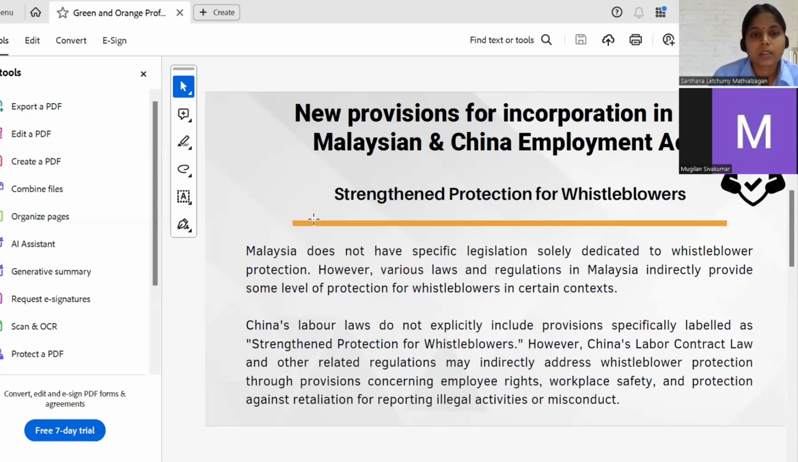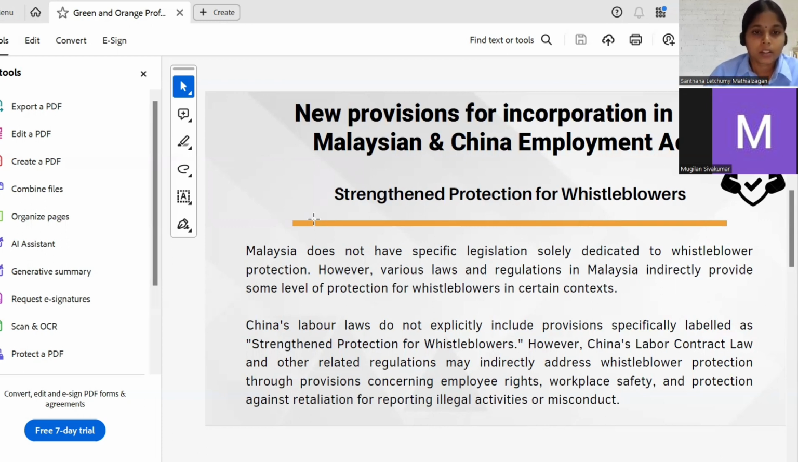protection for whistleblowers. Malaysia does not have a specific legislation solely dedicated to whistleblower protection. Various laws and regulations in Malaysia indirectly provide some level of protection for whistleblowers in certain contexts, which is the Malaysian Anti-Corruption Commission Act 2009, which offers protection to individuals who report corruption-related offenses. Additionally, the Protected Disclosures Act 2010 protects employees who report misconduct or criminal activities within their organization, although this law primarily applies to the private sector and not to all industries or sectors.